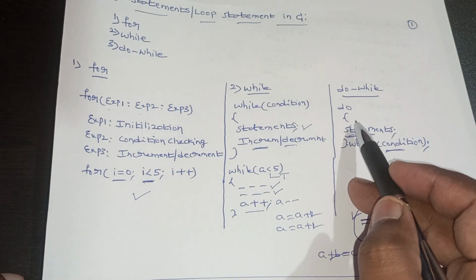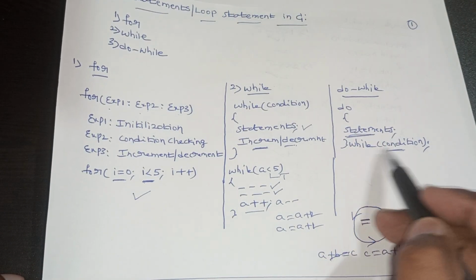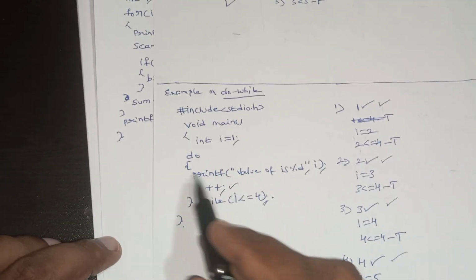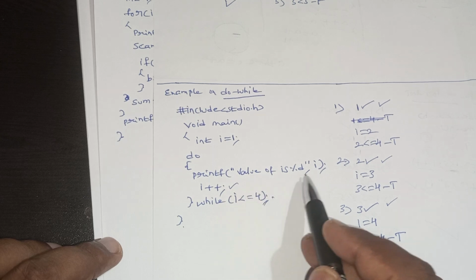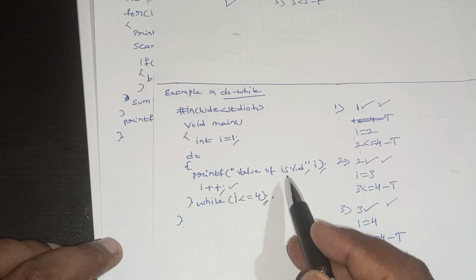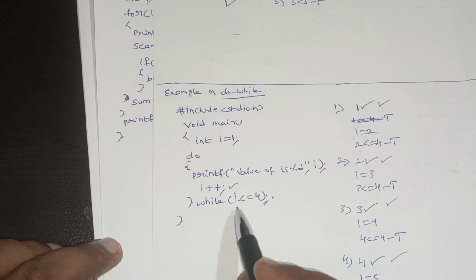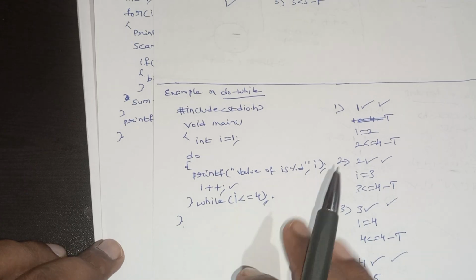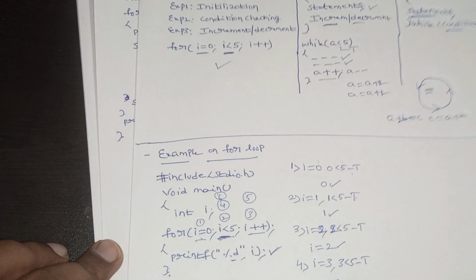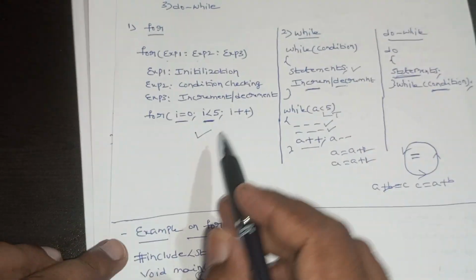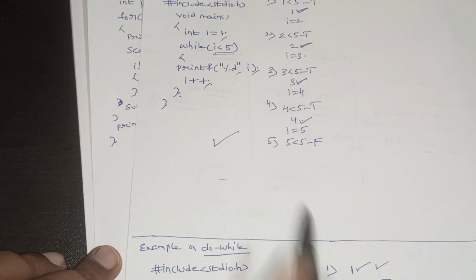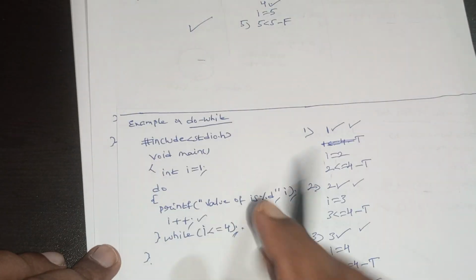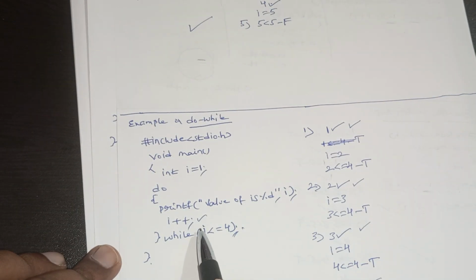So do, first time do it once, then check the condition. See the program. This is what do it once: I'm printing the first time without checking any condition. Then I plus plus, I less than 4. You have to make a note. Here I'm having an increment decrement operation, in the while also I'm having an increment decrement operation, and in the do while also I'm having an increment decrement operation.